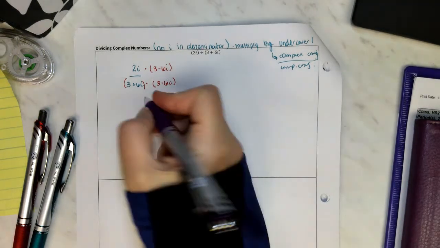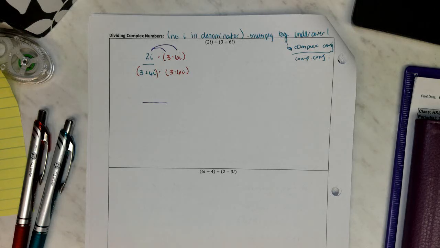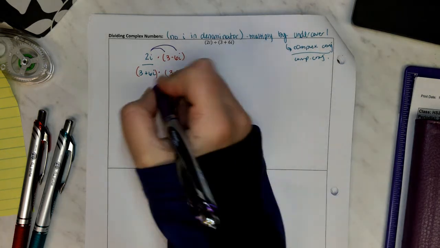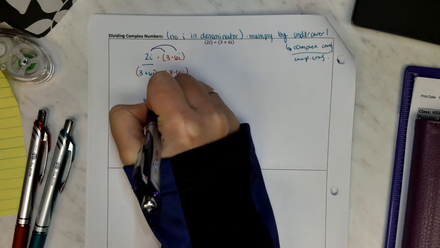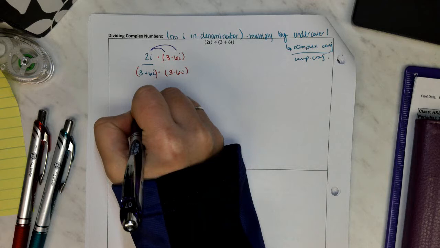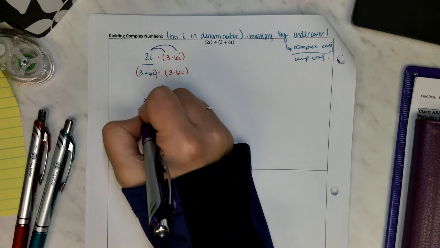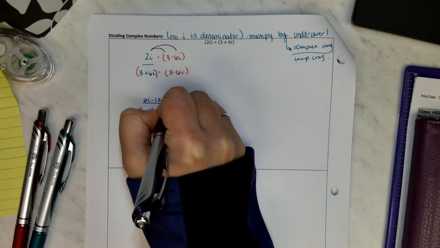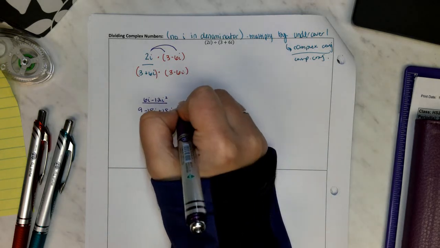Now, we're using the same things that we did before. On the top, what you're going to do is you're multiplying 2i times that 3 minus 6i. So you have to distribute. And so what you're going to get when you distribute is 6i minus 12i squared. On the bottom, what you're going to get is 9 minus 18i plus 18i minus 36i squared.